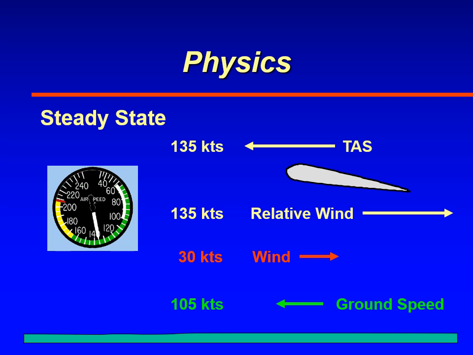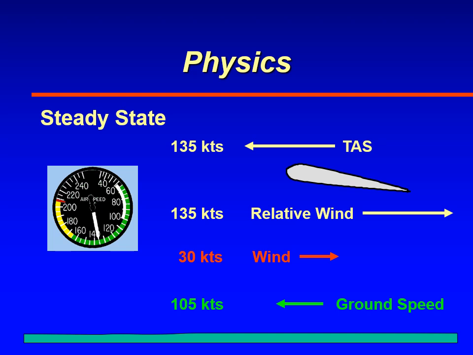Let's use the numbers that we have in this slide. Moving through the air at 135 knots, with wind moving in the opposite direction, you've got a headwind of 30 knots. That means you're moving over the ground, your ground speed is 105 knots. So if for some reason you were close to the ground and you hit something, whether it be a tower or a mountain, the damage that would result would be a result of your ground speed, 105 knots.